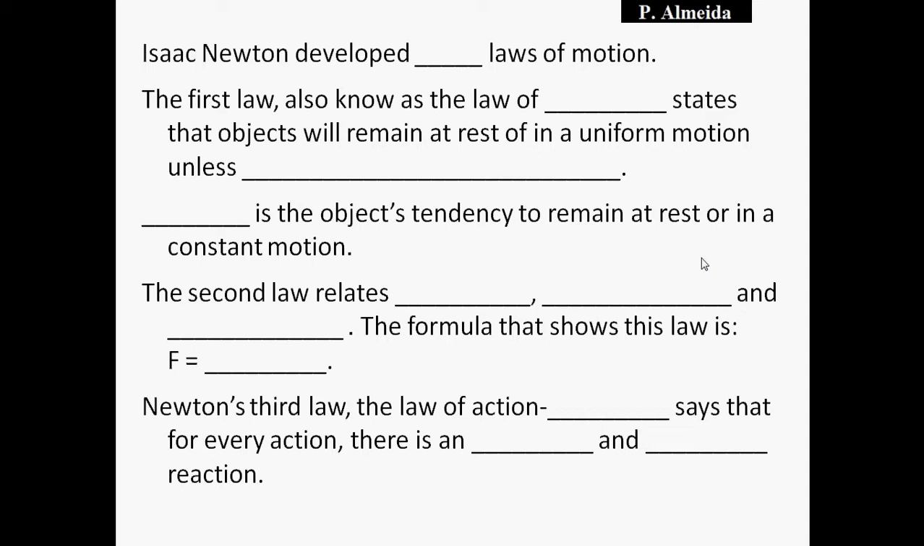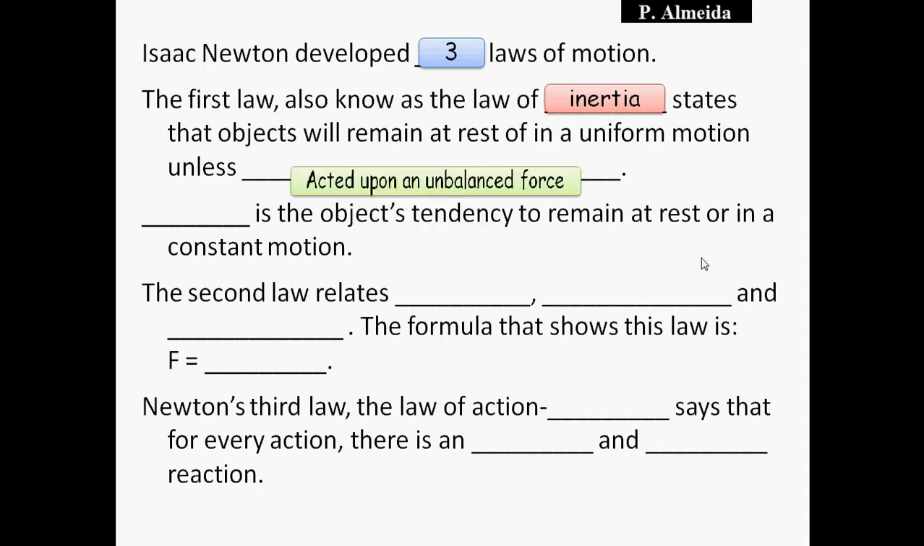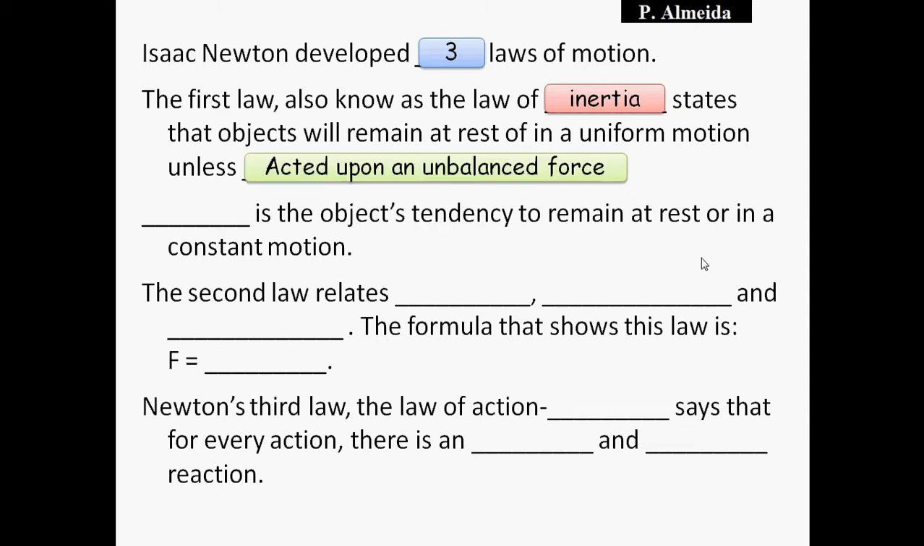So, Isaac Newton developed three laws of motion. The first law, also known as the law of inertia, states that an object will remain at rest or in uniform motion unless it is acted upon by an unbalanced force. Meaning, if the forces are balanced, the motion of the object remains the same. So inertia is the object's tendency to remain at rest or in a constant motion.